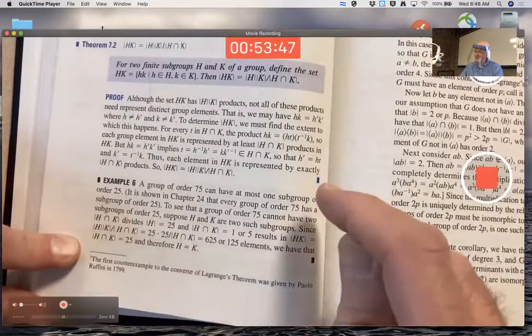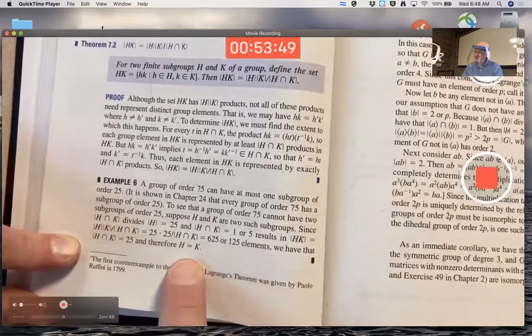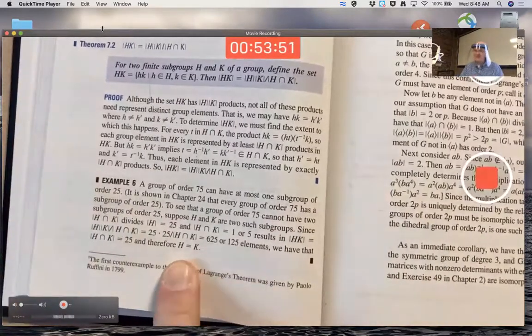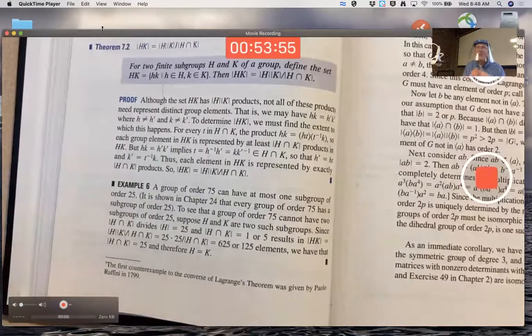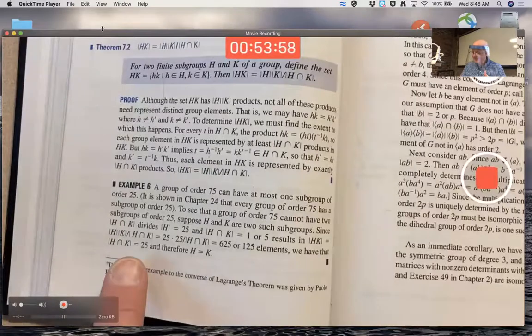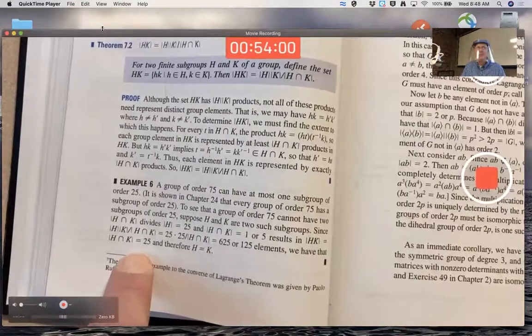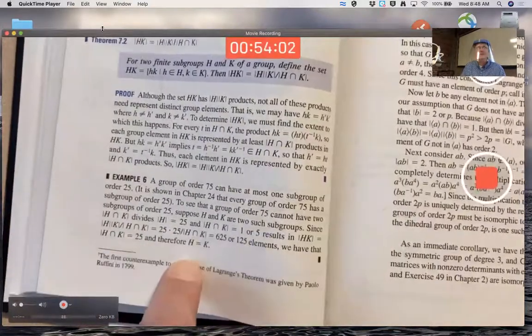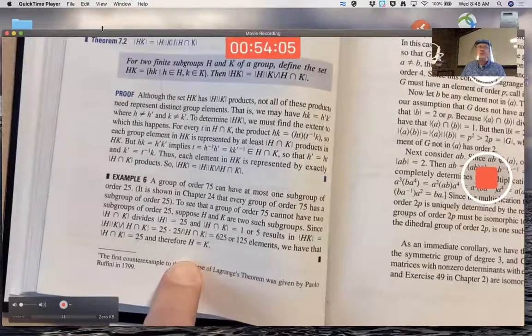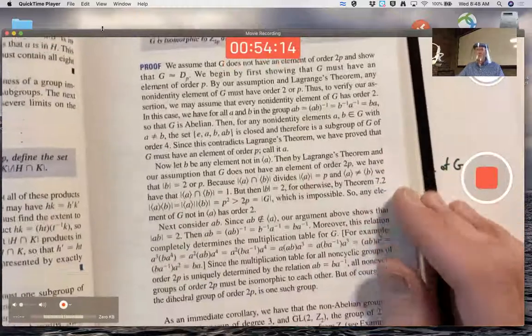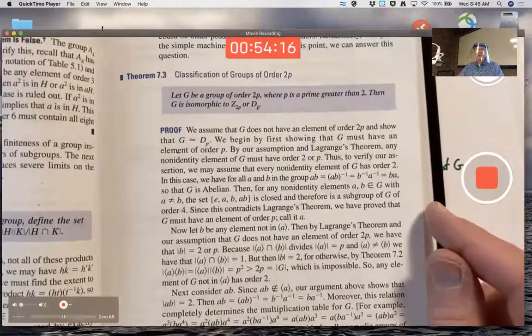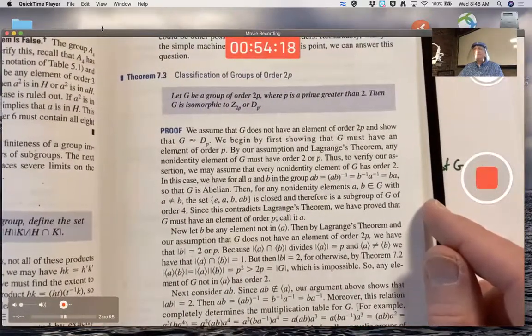Because, okay, this needs a little bit more. H intersect K is a subgroup of H and a subgroup of K. If it's got order 25, the same order as both H and K, then they have to be the same. H and K are the same, and H intersect K is also the same. They're the same set. This one's a pretty long proof, but it is understandable if you put in the effort.